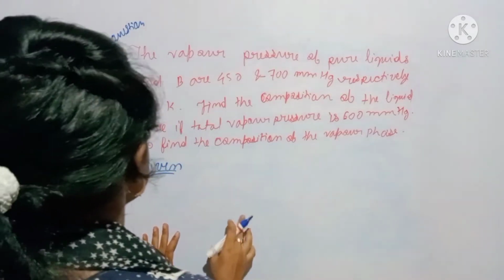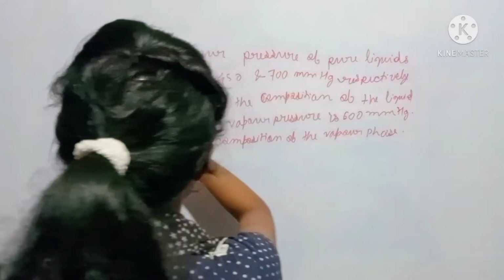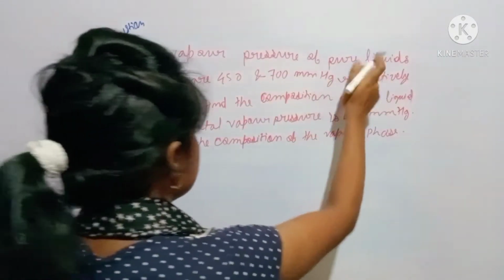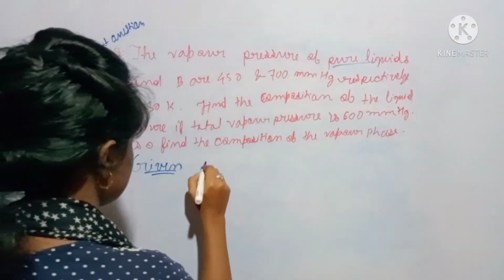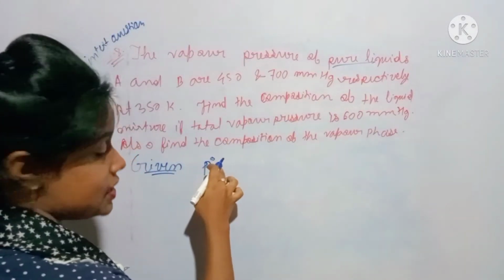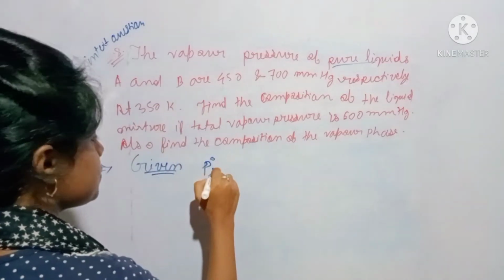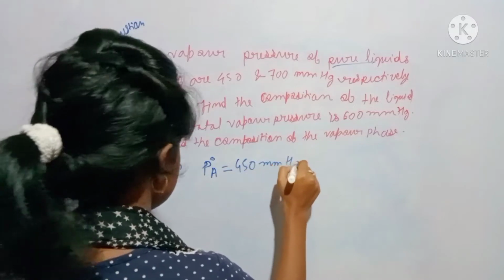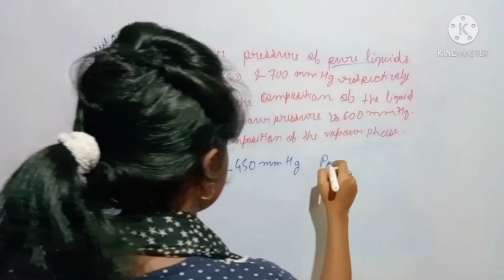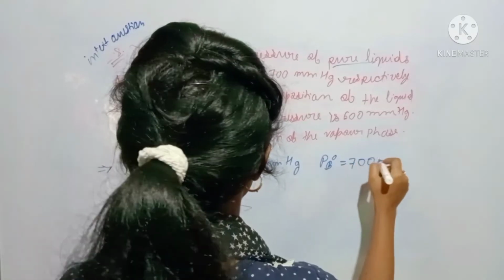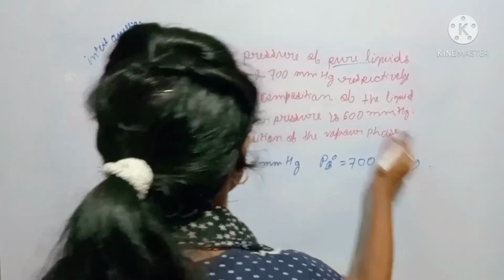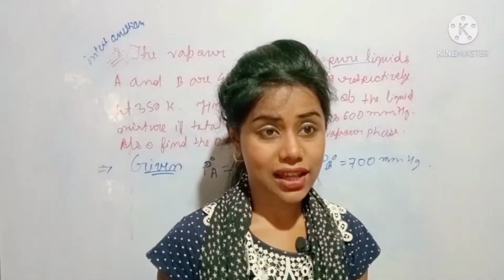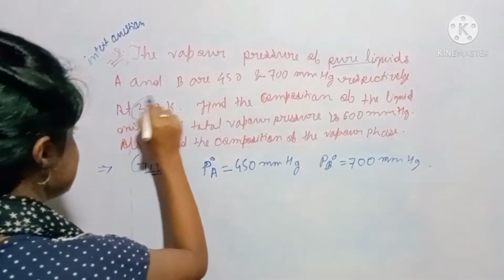The vapor pressure of pure liquids A and B are 450 and 700. For pure liquids, we know that the P naught notation is used here. For A, PA naught is 450 mmHg, and for B, PB naught is 700 mmHg, respectively, at 350 Kelvin. We know that the temperature is constant, so here the temperature is 350 Kelvin.